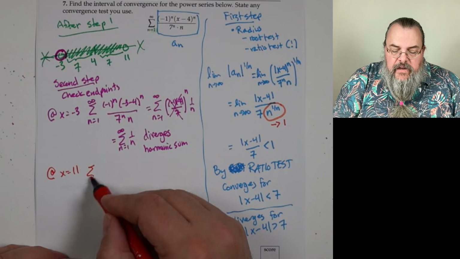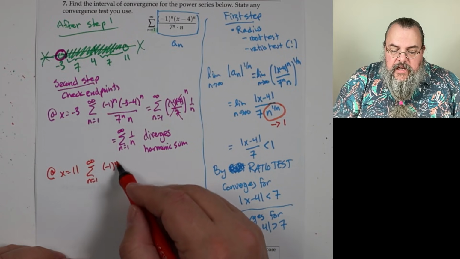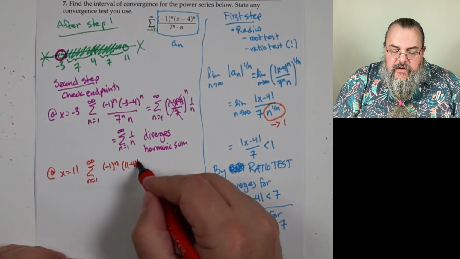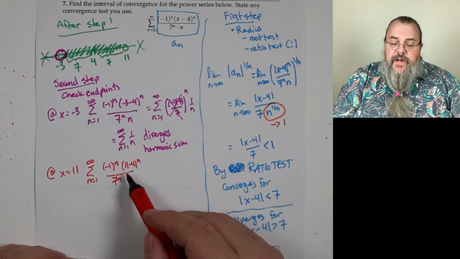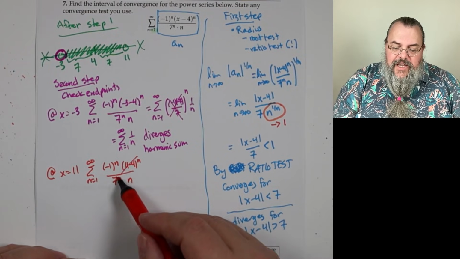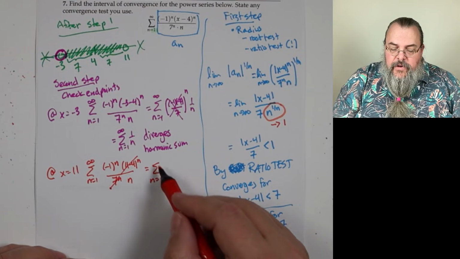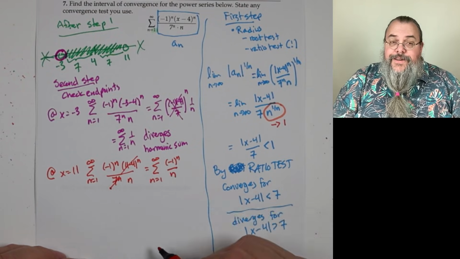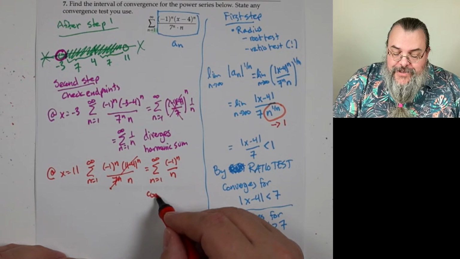well, we get the sum, n equals 1 to infinity, -1 to the n, and then it's 11 minus 4 to the n over 7 to the n times n. But 11 minus 4 is 7, so it's 7 to the n, which cancels. So we get a sum, 1 to infinity, of -1 to the n over n. What's going on here? It converges.